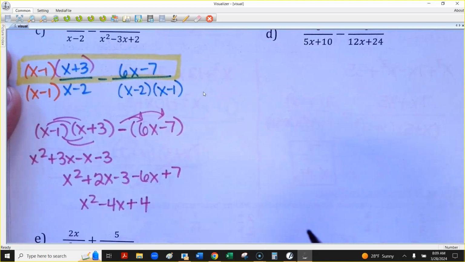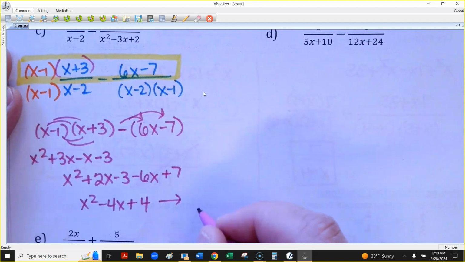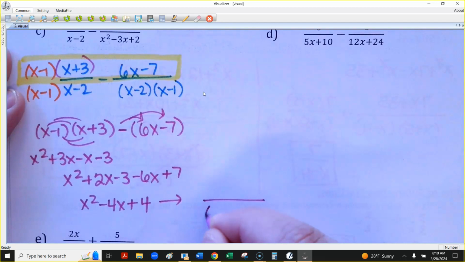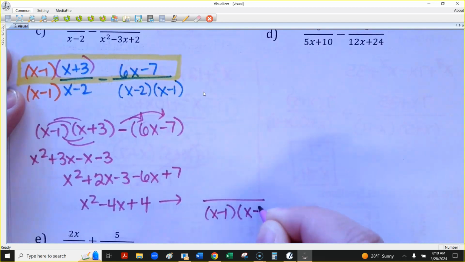Okay, so this is just the numerator. So let me put it back together. So the numerator, actually, give me 1 second. I'm going to put the denominator. That common denominator was x minus 1, x minus 2.